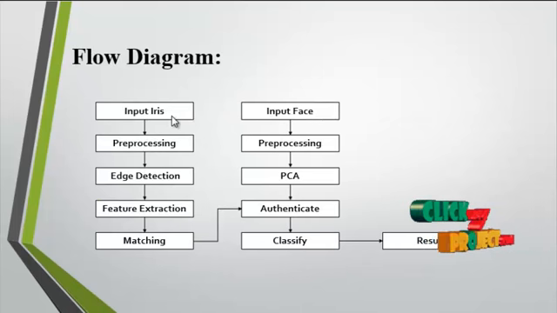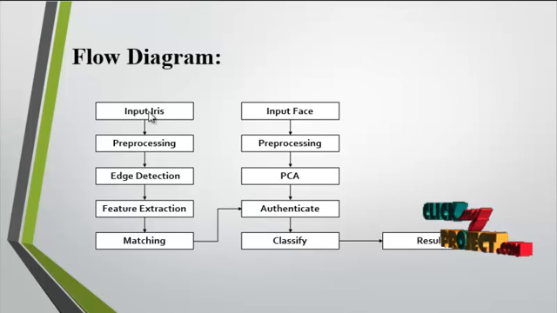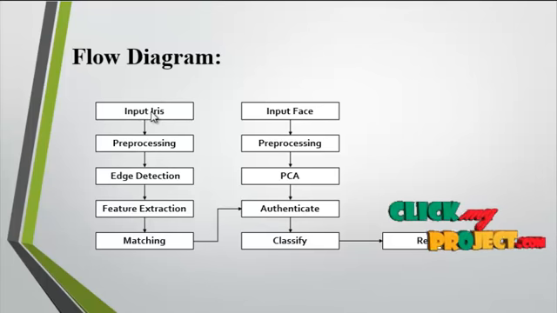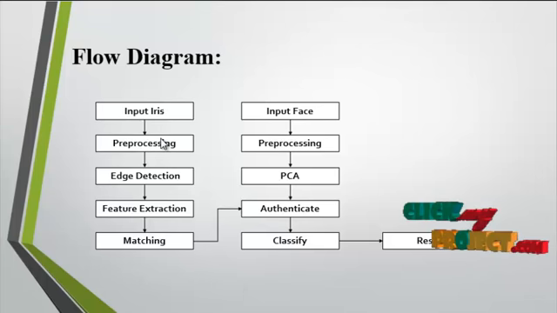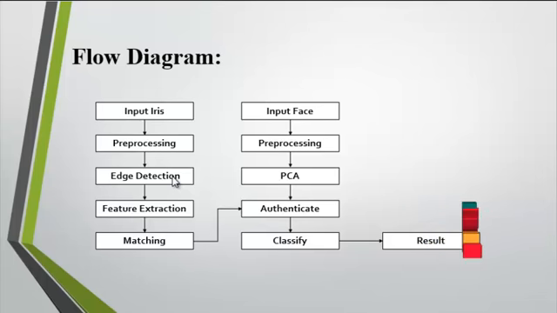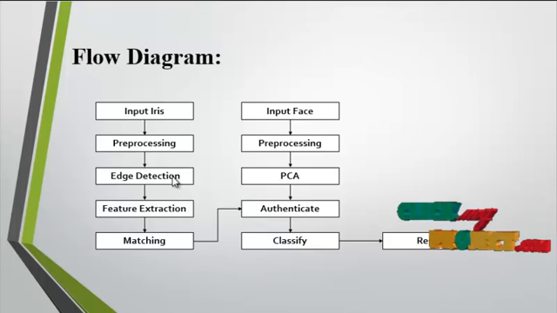Now we discuss the flow diagram for the process. At first, the input image is taken from the dataset. The input image is the iris image. Then the input image undergoes the pre-processing step for noise filtering. In the pre-processing, the noise filtering is done using Gaussian filtering. Then the noise filtered image comes out from the pre-processing step and undergoes the edge detection process. In the edge detection, we use the Canny edge detection.